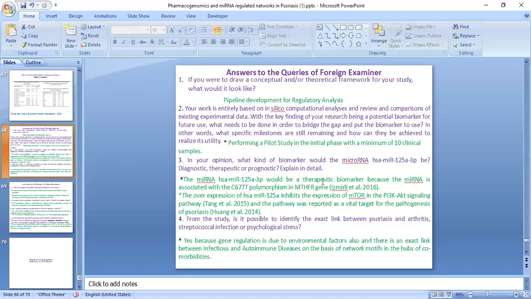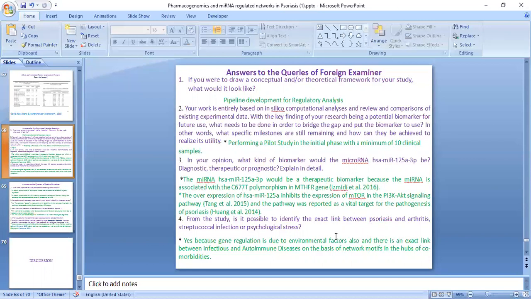And what kind of biomarker does 125A3B have to be? It has to be a therapeutic biomarker, because the polymorphism C677T is associated with the MTHFR gene. It's already reported, and it's explored well in cancer, but not in psoriasis. But you do have autoimmune mechanisms in cancer. And the best example is the phosphoinositide 3-kinase pathway, which occurs in cancer as well as in autoimmune disorders.